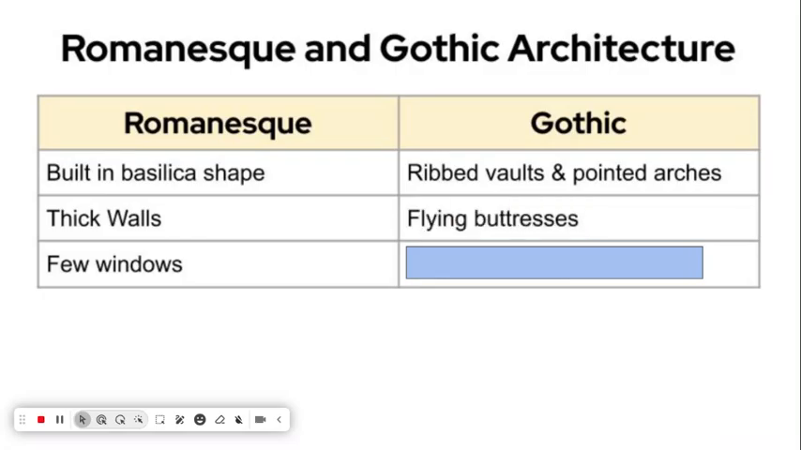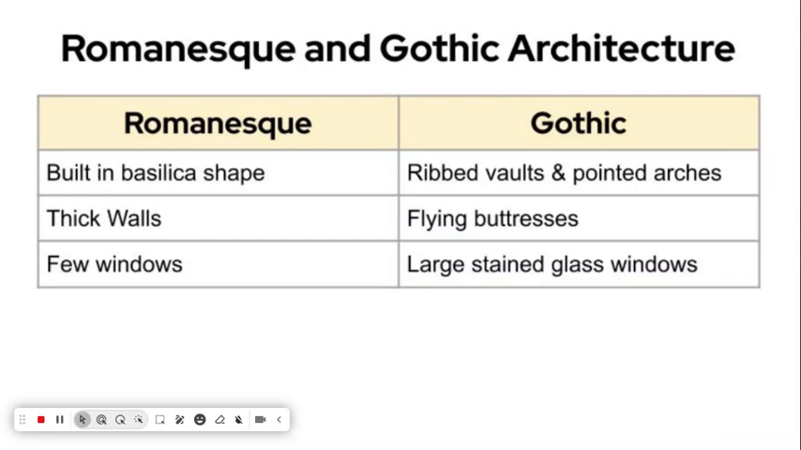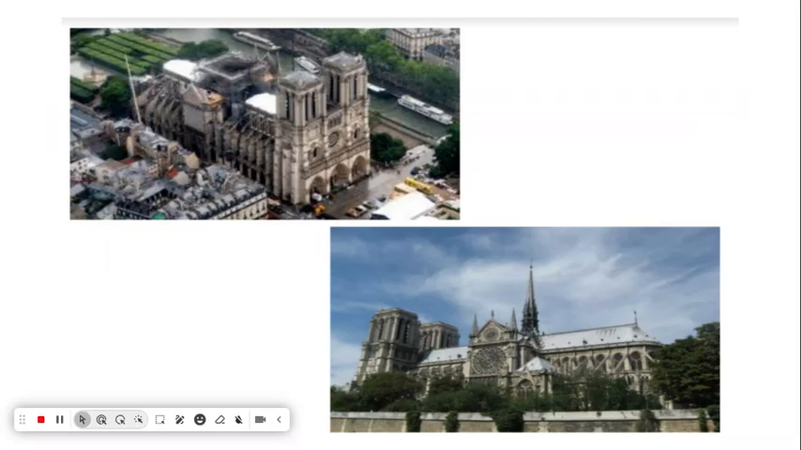You have the use of the flying buttress, which takes the weight off the wall and puts it onto the buttress. This allows for much higher walls that come out of this. And again, the use of large stained glass windows are going to become very, very common. So, one particular medieval slash Gothic church that probably has gotten a little more notoriety in the last several years is the Cathedral of Notre Dame in Paris.